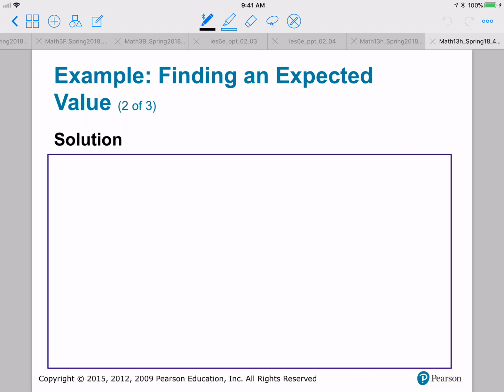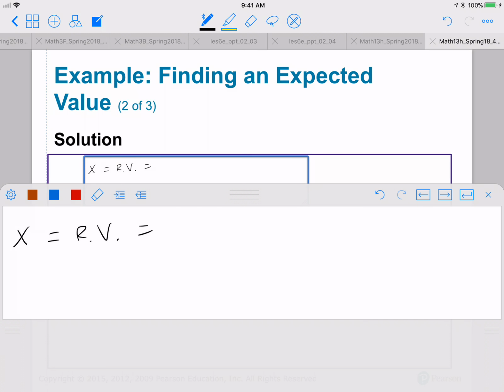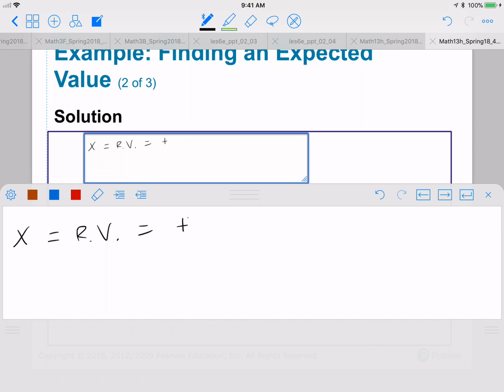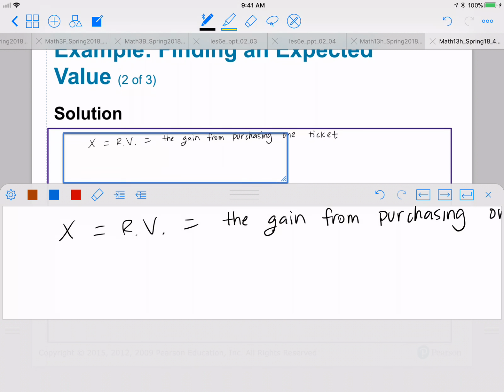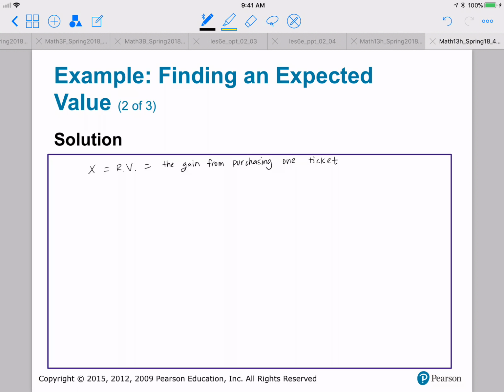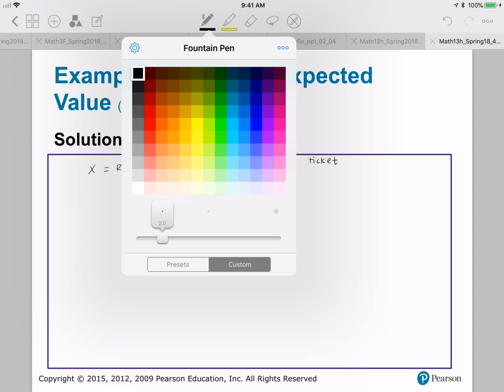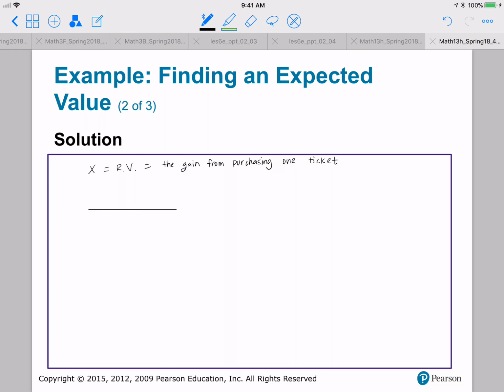Let's go ahead and write this out here. X is my random variable, and it is going to be equal to the gain from purchasing one ticket. Now, what are all of the possible outcomes? If I purchase one ticket, what are all of the possible outcomes? Because that's what's going to go in my left-hand column here.